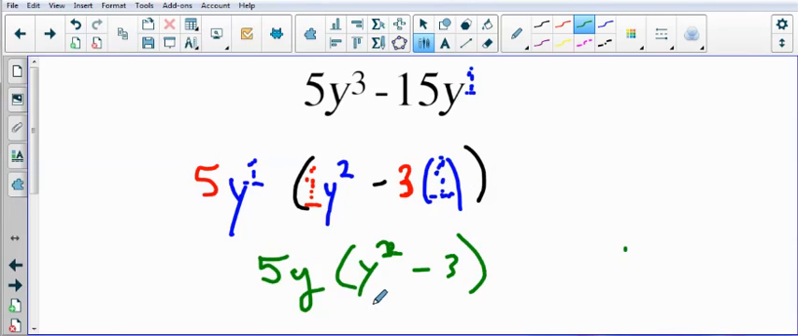So now let's check it. 5 times y squared is 5y to the third. And 5 times 3 times y is 15y. So if you know how to multiply a monomial times a binomial, again, you get here. All right, so there it is.